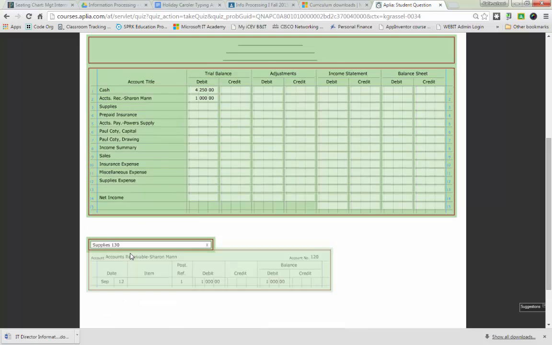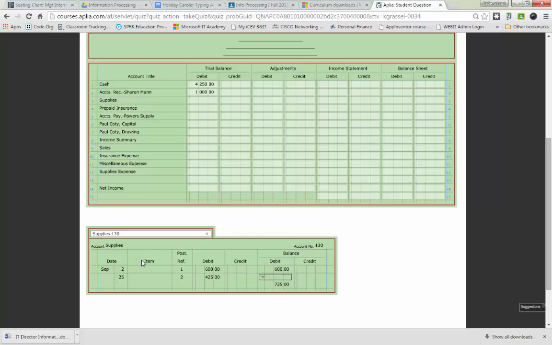Do supplies. We already knew there was a problem with supplies because that's the one I showed you on the top. So I had a debit of 600 and then another debit of 425. That does not give me 725. Does give me 1,025.